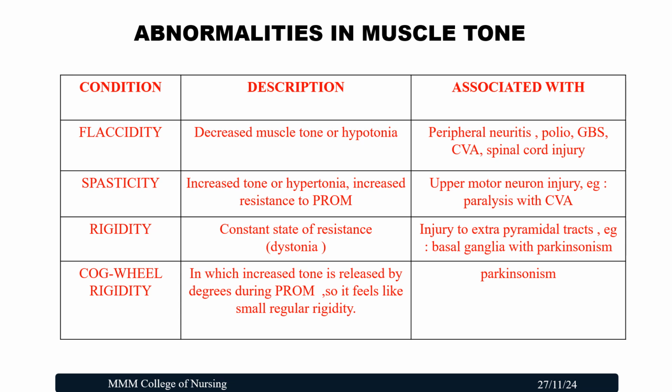And the condition rigidity, which is a consistent state of resistance like dystonia, is associated with injury to the extrapyramidal tract, for example the basal ganglia with Parkinsonism. And then the condition cogwheel rigidity, in which increased tone is released by degrees during ROM, so it feels like a small regular rigidity, which is associated with Parkinsonism.